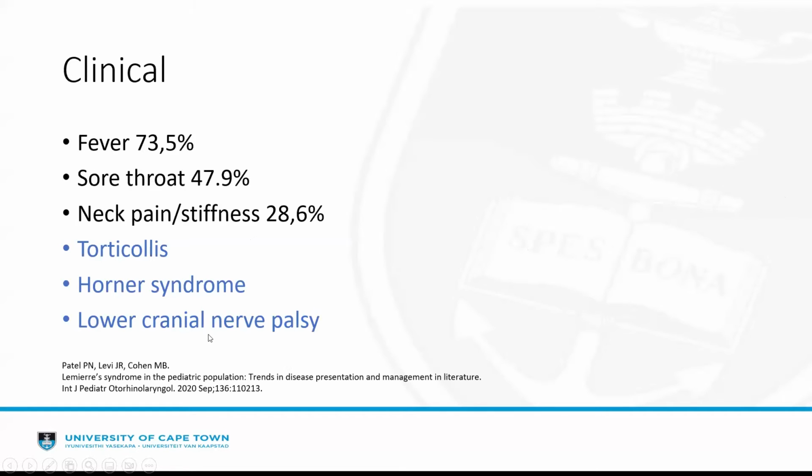So one of the big studies that looked at a large group of patients reported that the 3 most common symptoms in pediatric patients are fever at 73.5%, a sore throat in 47.9%, and then neck pain and stiffness in 28.6%. If you've got associated torticollis, Horner syndrome, or lower cranial nerve palsy, that should urge you to look further for possible Lemierre syndrome.